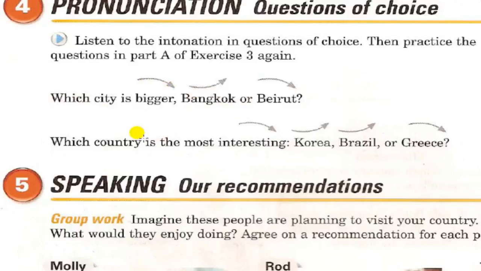Listen again. Page 94. Exercise 4. Pronunciation. Questions of choice. Which city is bigger, Bangkok or Beirut? Which country is the most interesting, Korea, Brazil, or Greece? Again. Which city is bigger, Bangkok or Beirut? Which country is the most interesting, Korea, Brazil, or Greece?